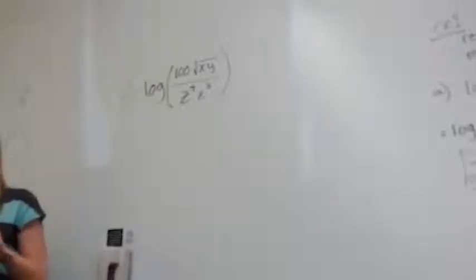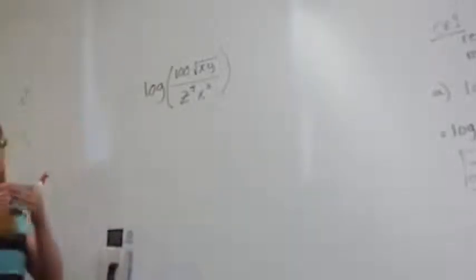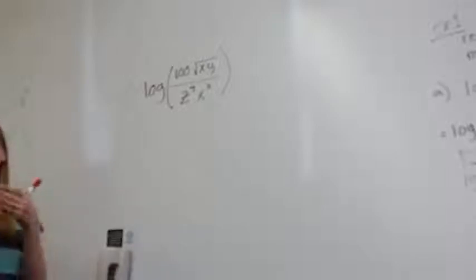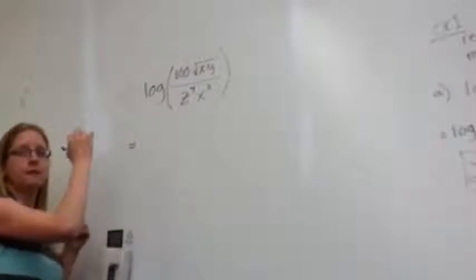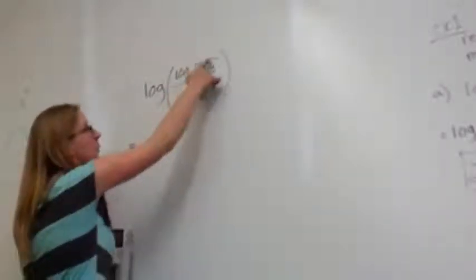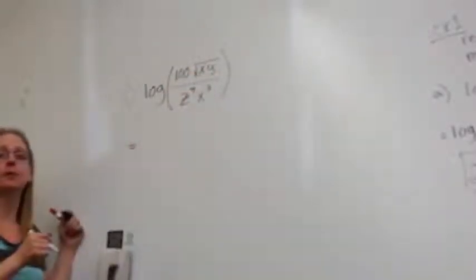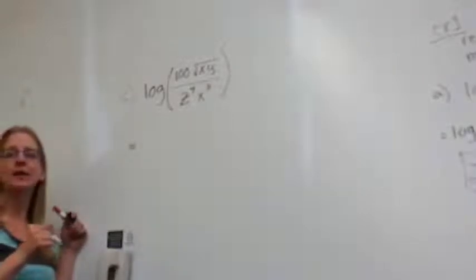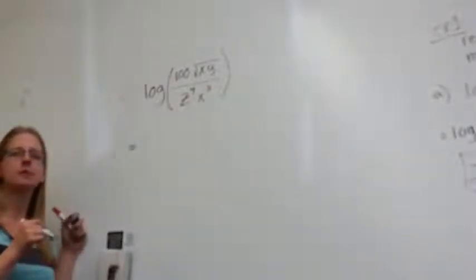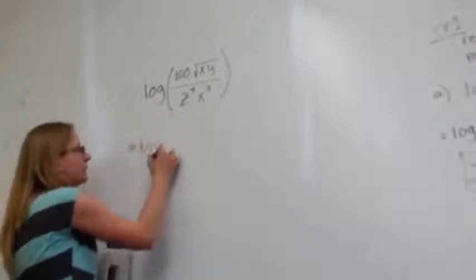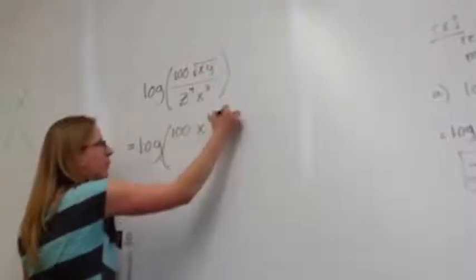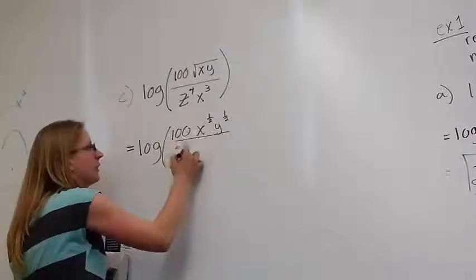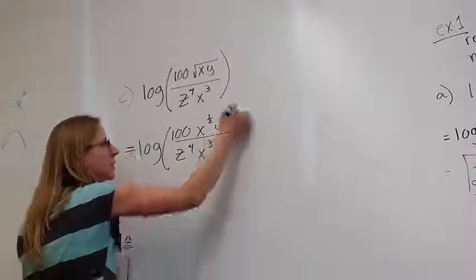It's easy, right? But we do know that we can bring exponents down. So we have to make sure we have exponents. So I'm going to first, bear with me, take that square root and turn it into an exponent. What exponent will it get? You guys remember that the square root has an exponent of 1/2? So I can rewrite this as log of 100 x to the 1/2, y to the 1/2, z to the 4th, x to the 3rd.